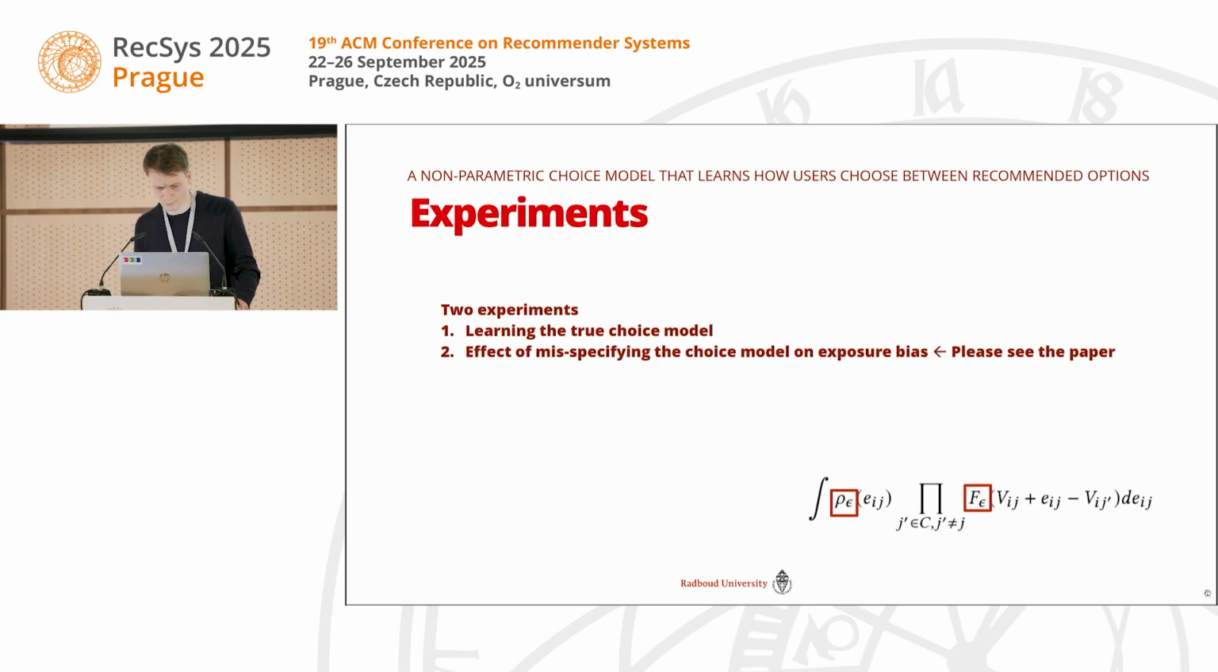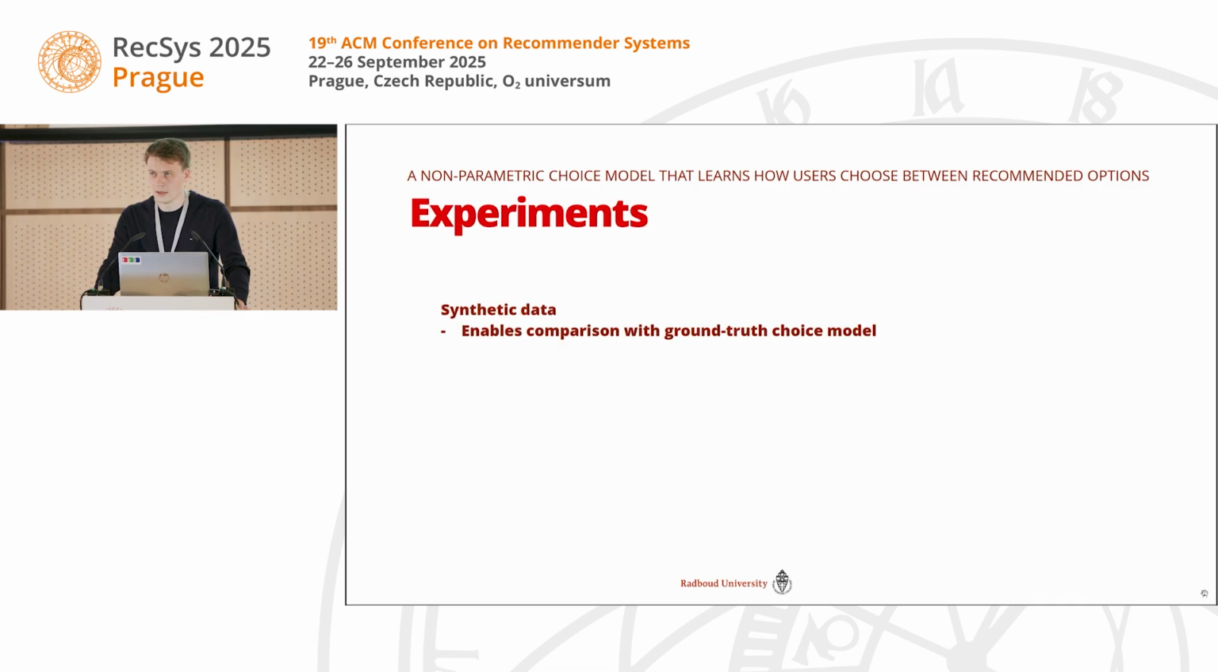We performed 2 experiments in the paper. Again, we only have time for the first one, unfortunately, where we checked whether our approach could actually retrieve the correct choice model from data. The way we did that was, well, on industry data, we don't have choice models. Unfortunately, those are not observable. So we just generated our own data. We generated 3 data sets under different choice models.